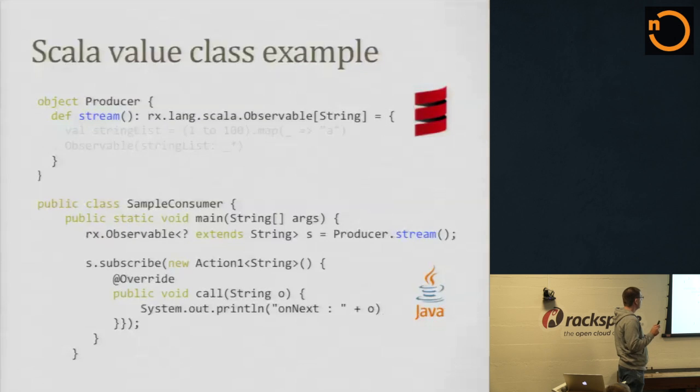Excuse me, Matt. Yes? Why don't you have to call producer dollar dot stream? It's an object, right? Yeah, likely, you're right. That might have been a transcription error. But I think you're exactly right. The interop between Java and Scala would suggest that. So I believe you're right, and I'm wrong.